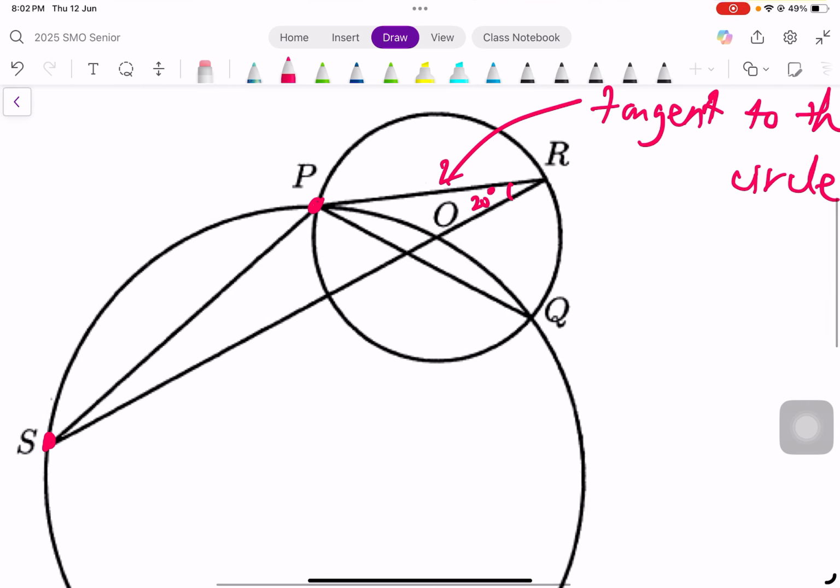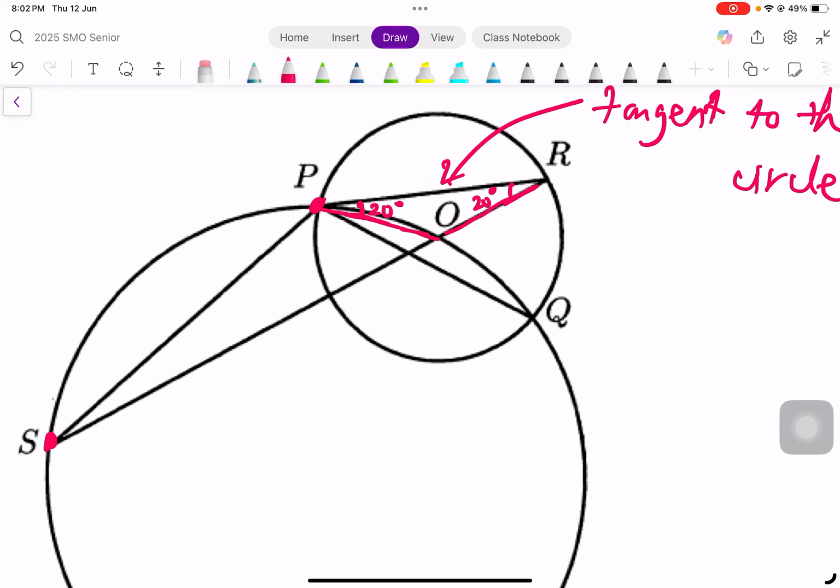Right, and then can I say that this part here, if you join, don't forget this is the radius of the smaller circle. This is also the radius of the smaller circle. Therefore, this angle is also 20 degrees, right? And don't forget that this is actually tangent to the bigger circle. Therefore, if this angle is 20, the one opposite this is actually 20 degrees.